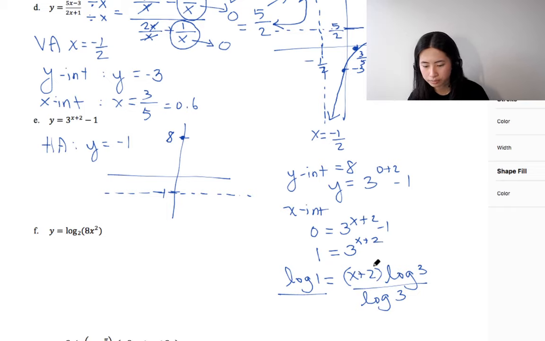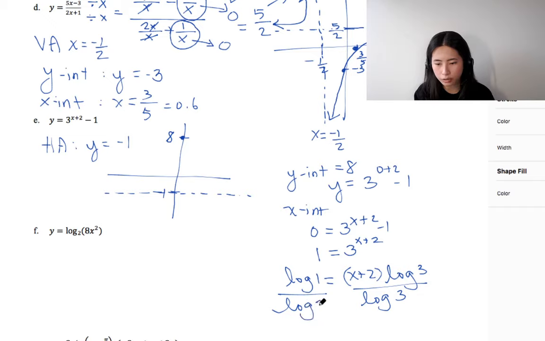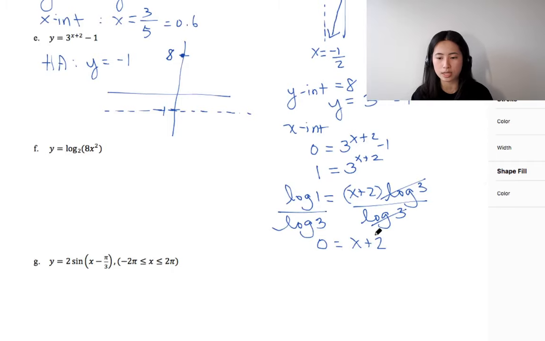Actually, hold on. Yeah, just divide both sides by log 3. You don't really need to expand this. So log 1 is actually 0, so 0 divided by whatever log 3 is, you're going to get 0, which is equal to x plus 2. Moving 2 to the opposite side of the equation, you're going to see that x is equal to negative 2. So your x-intercept is going to be right here, which is negative 2.